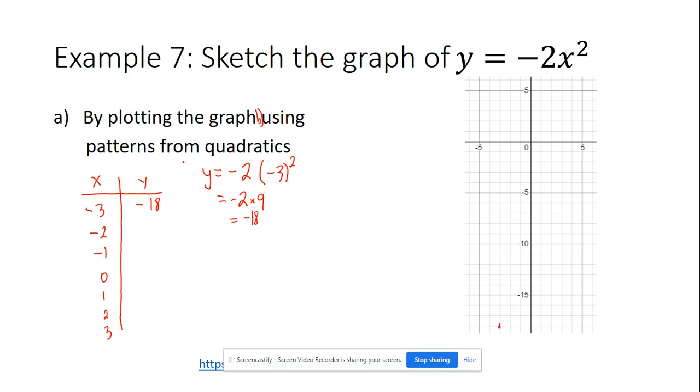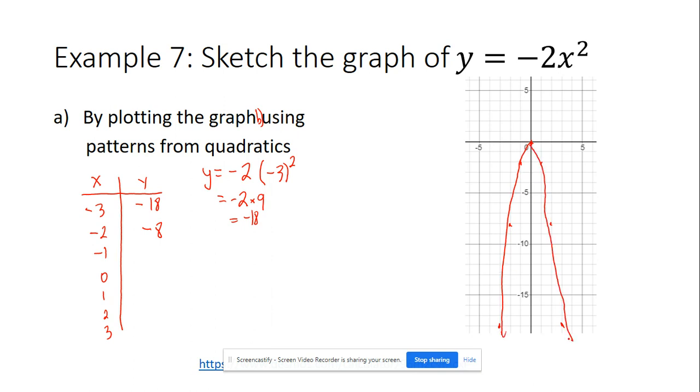Okay, this is going to be this point. So put in -2. (-2)² is 4 times -2 is -8. So it's going to be (-2, -8). When I go -1, (-1)² is 1 times -2 is -2. 0 squared is 0 times -2 is 0. And it's going to be the same thing going this way. It's going to be symmetrical over here. So 1 squared is 1 times -2 is -2. 2 squared is 4 times -2 is -8. 3 squared is 9 times -2 is -18. So we're seeing this parabola over here.